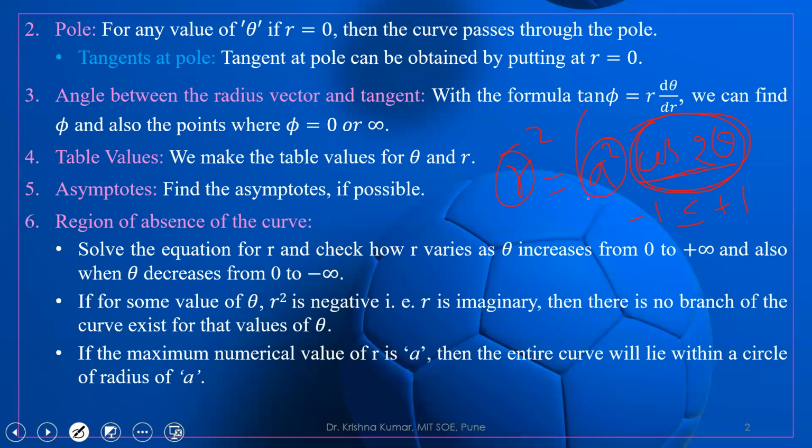So the total curve lies inside the circle of radius a. Similarly, if r = a sin 2θ, for example, the minimum value of sin θ is -1 and the maximum value is +1, so the whole curve lies inside the circle of radius a. This says that if the maximum numerical value of r is a, then the entire curve will lie within a circle of radius a.